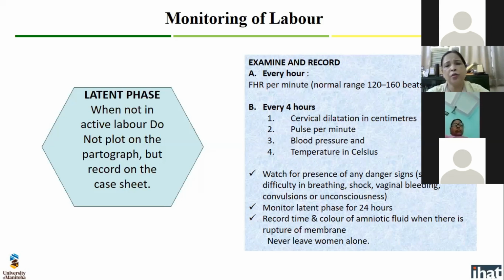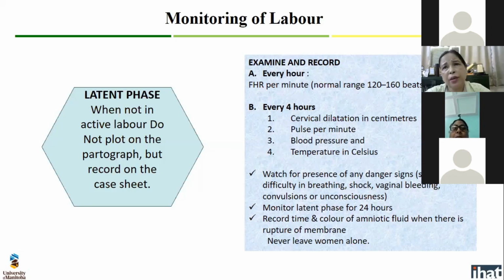Every hour, or every half hour or 1 hour, you have to plot the fetal heart rate. अब पार्टोग्राफ पे हमें प्लॉट करना है तो हमें हर 1 घंटे पे प्लॉट करना है, and every 4 hours, because you have to assess the patient by doing the per-vaginal examination, and you have to also see the general condition of the mother, whether the mother is running fever or maternal tachycardia तो नहीं है, maternal dehydration तो नहीं है.